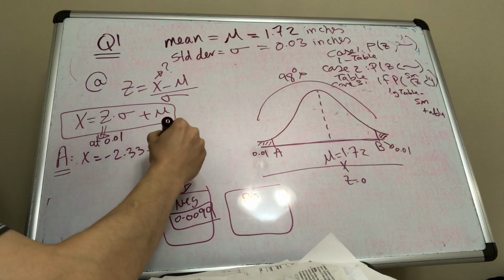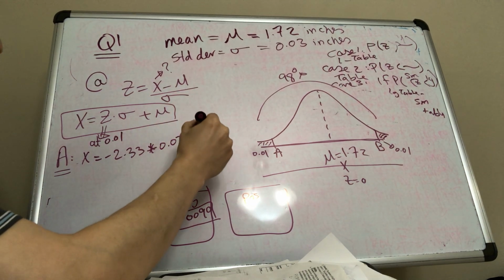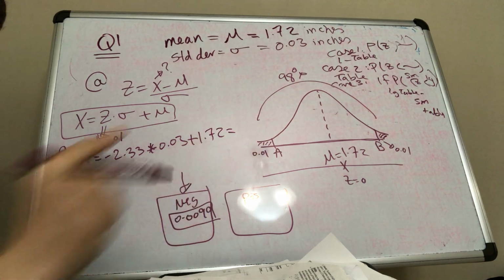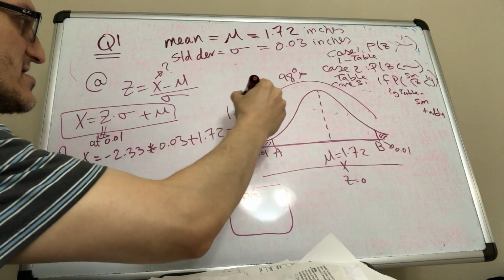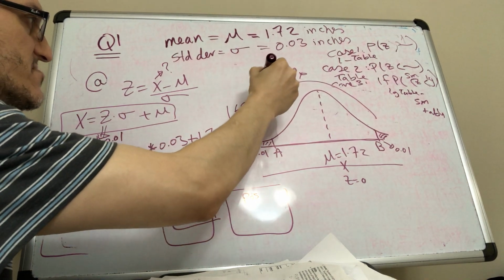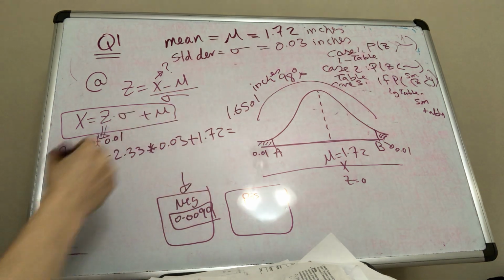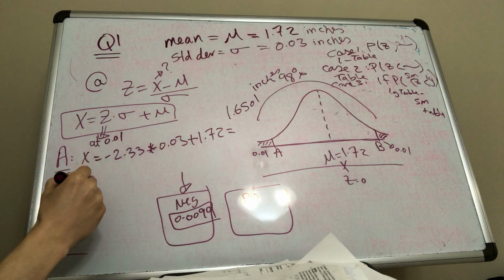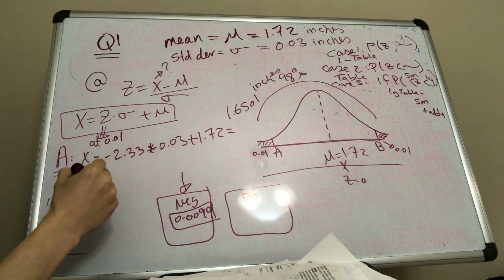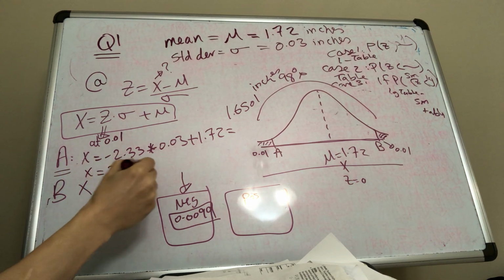Your sigma is 0.3. Your mu is 172. So you put it all in the calculator, negative 2.33 times 0.3 plus 172, and that would be 165.01 inches. To get the B number, we use the same equation, which is x equals z sigma plus mu.